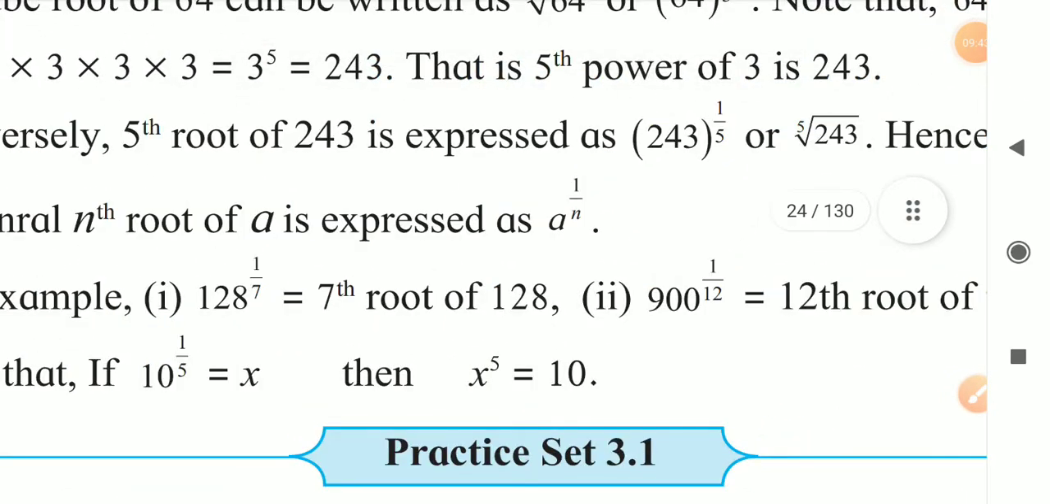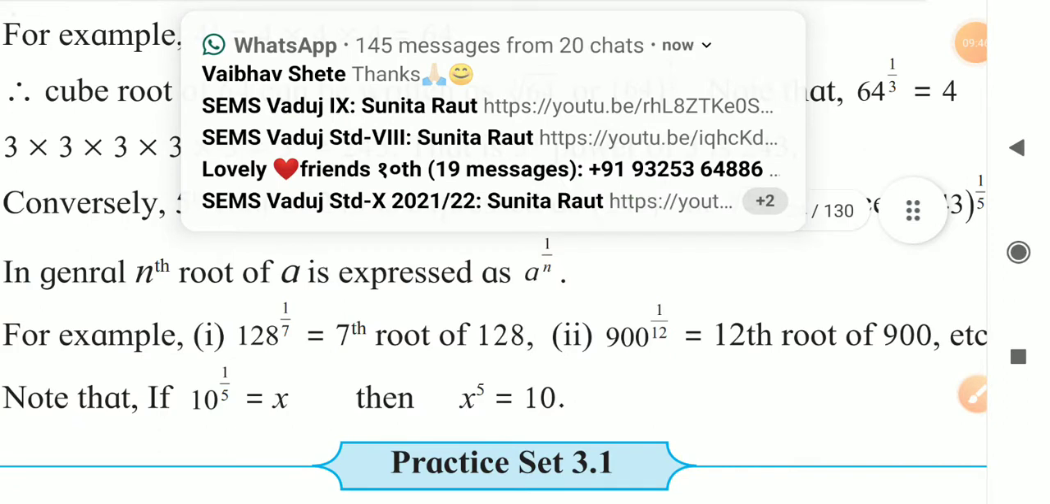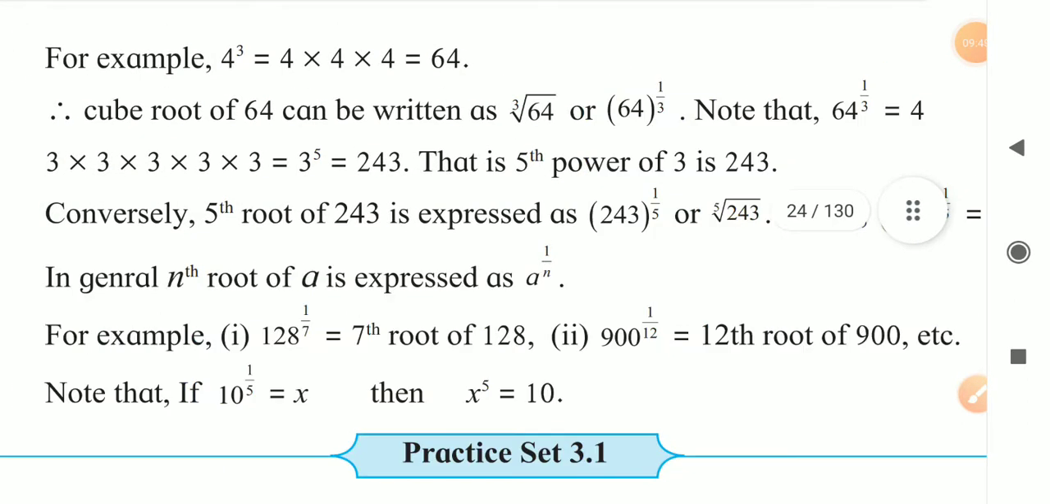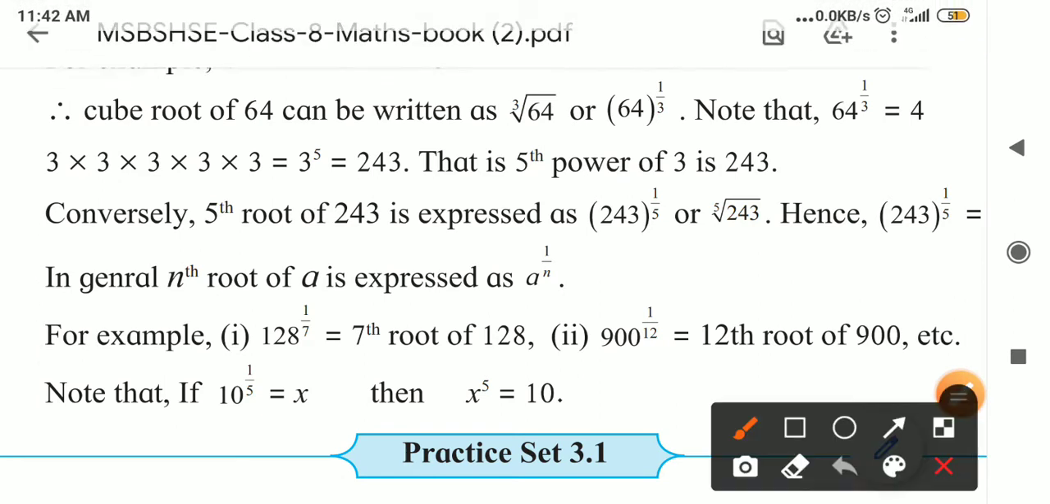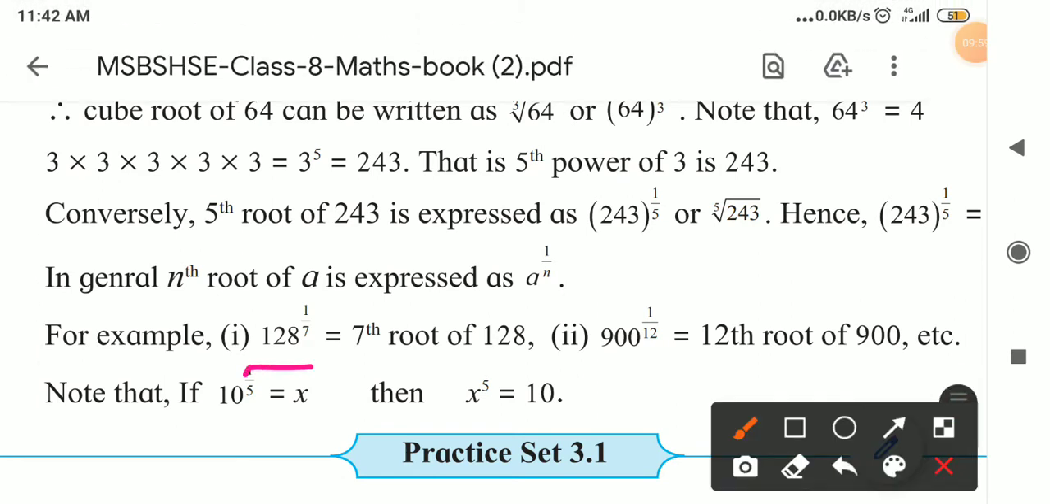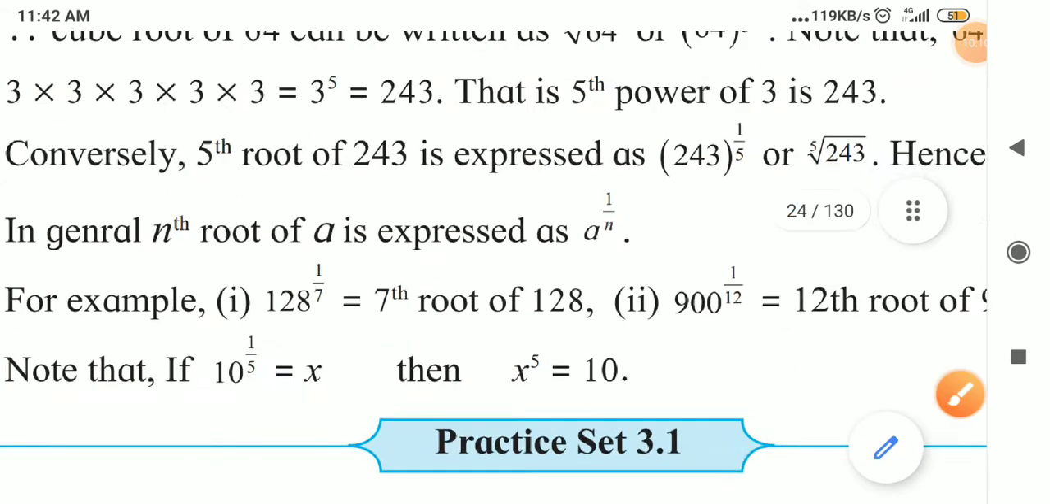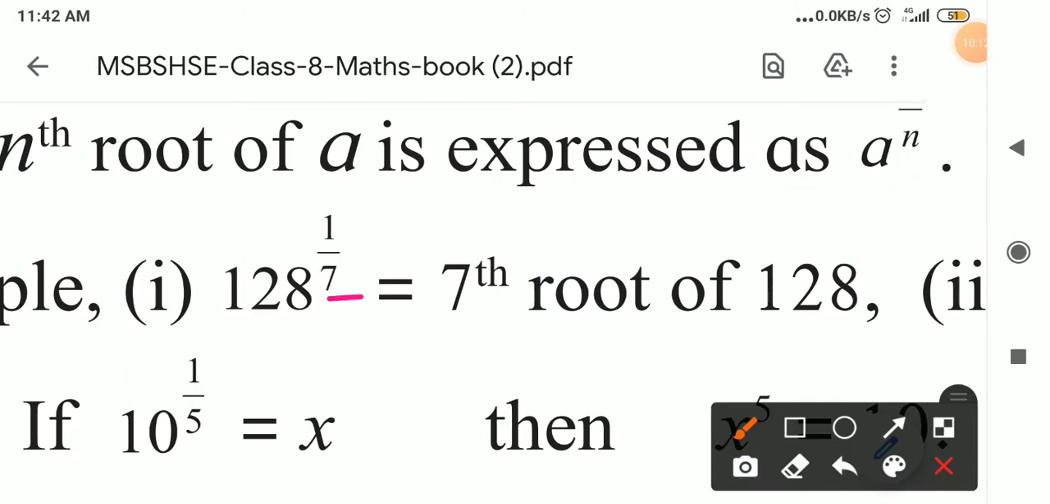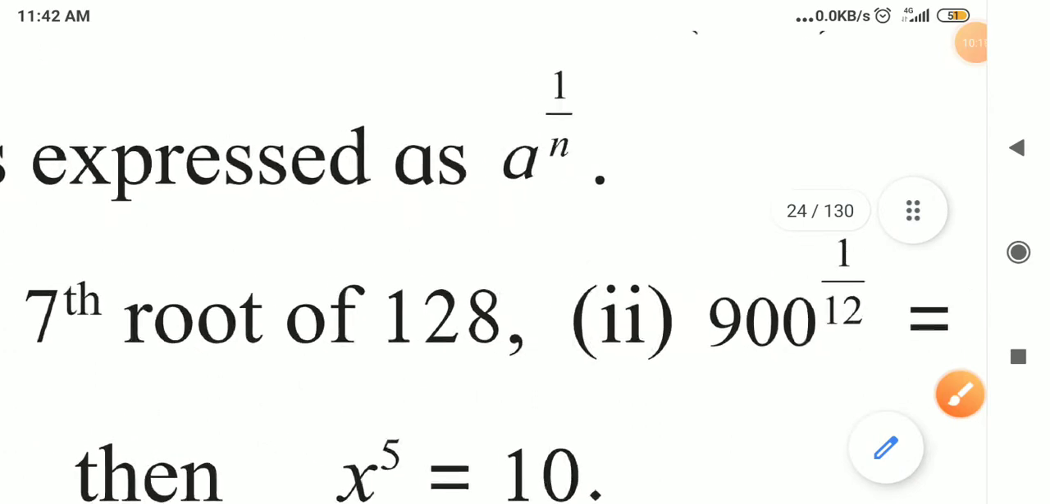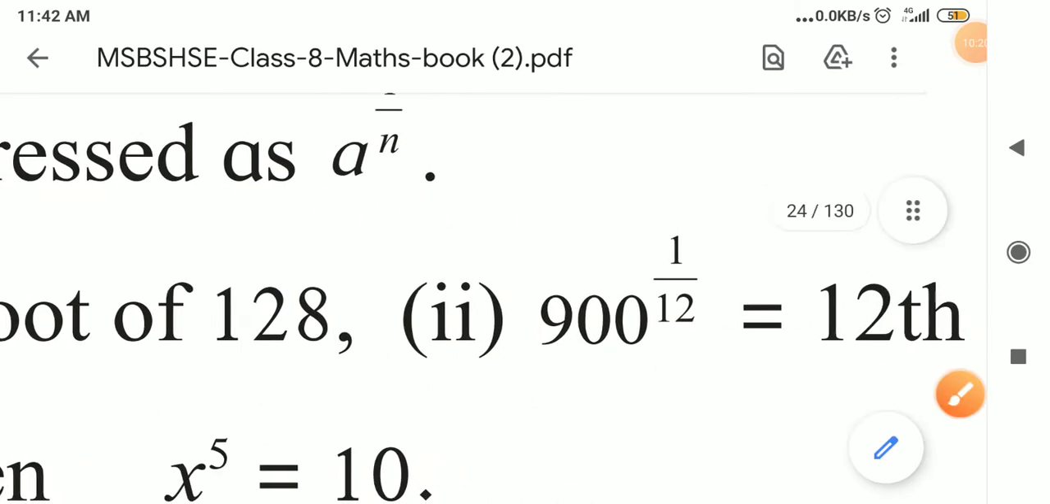So here, for this question, for example, 128 raised to 1 upon 7 means the 7th root of 128. The 7th root of 128 is equal to how much? In this way. How to read this? Reading is important. How to read this? 7th root of 128. 7th root of 128. How to read this? Tell me now. 12th root of 900. See here how it is given.